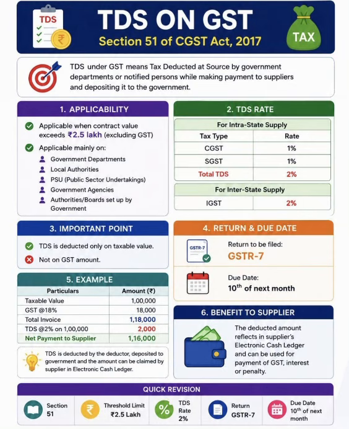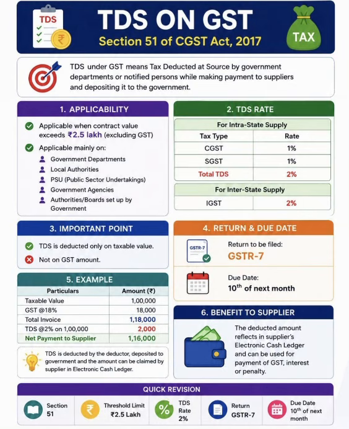Let's take an example with a simple example. If the taxable value is 1 lakh and GST is 18%, 18,000, the total invoice value is 1 lakh 18,000. TDS at 2% is calculated only on rupees 1 lakh. So the deduction is 2,000. The supplier receives a net payment of 1 lakh 16,000.